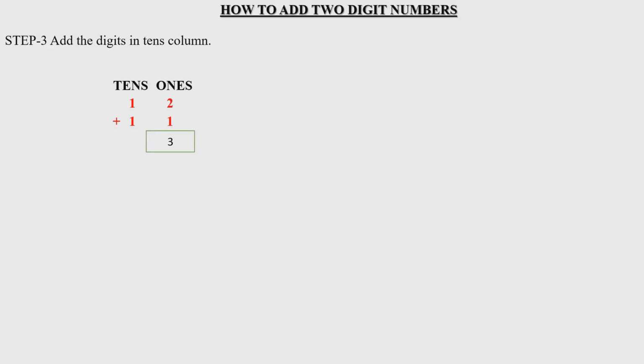At step 3, add the digits in tens column. 1 plus 1 is equal to 2. So, we will write 2 in tens column. Now we get the sum of 12 plus 11 is 23.